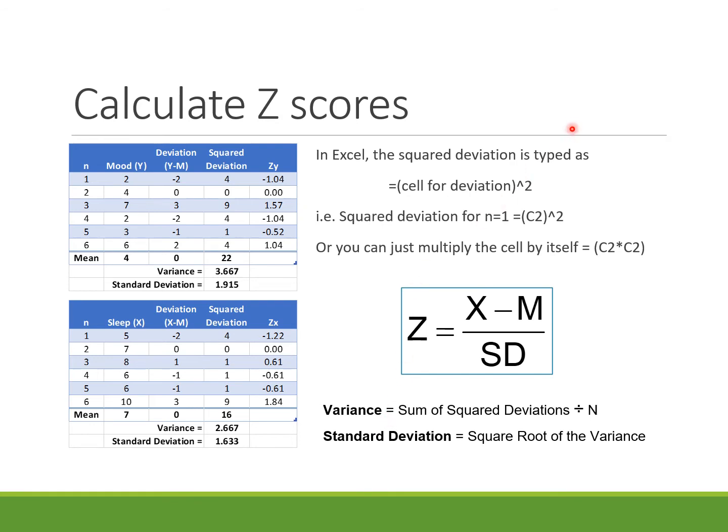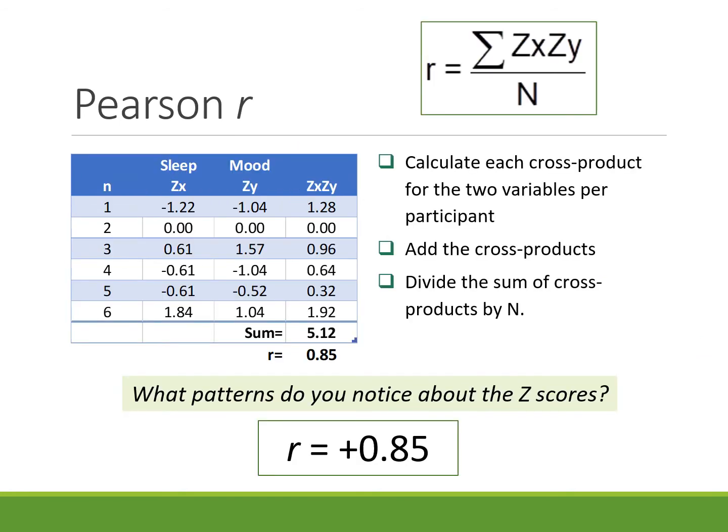So they have different scores for each one. In Excel, the squared deviation is typed as the deviation cell, right here, with the caret and the 2, or you can just multiply it by itself. All right, so now we've calculated our z-scores. We have the elements that we need to calculate our Pearson correlation coefficient.